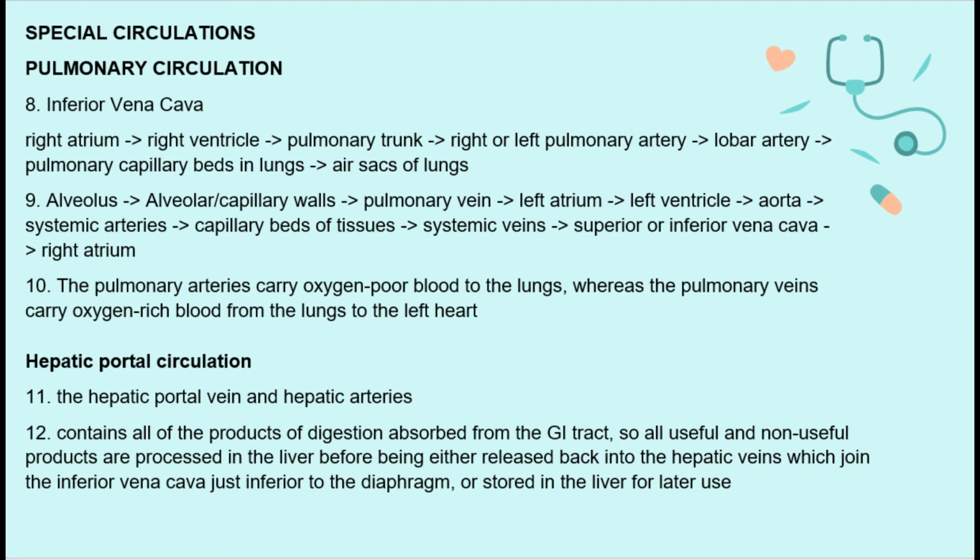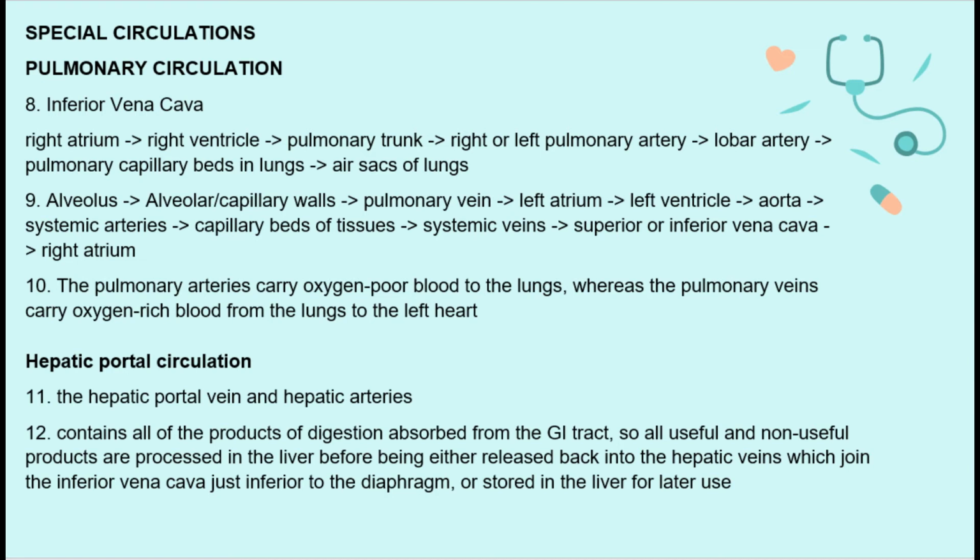In hepatic portal circulation, number 11, what is the source of blood in the hepatic portal system? The answer is the hepatic portal vein and hepatic arteries. Number 12, why is this blood carried to the liver before it enters the systemic circulation? Because it contains all of the products of digestion absorbed from the GI tract.